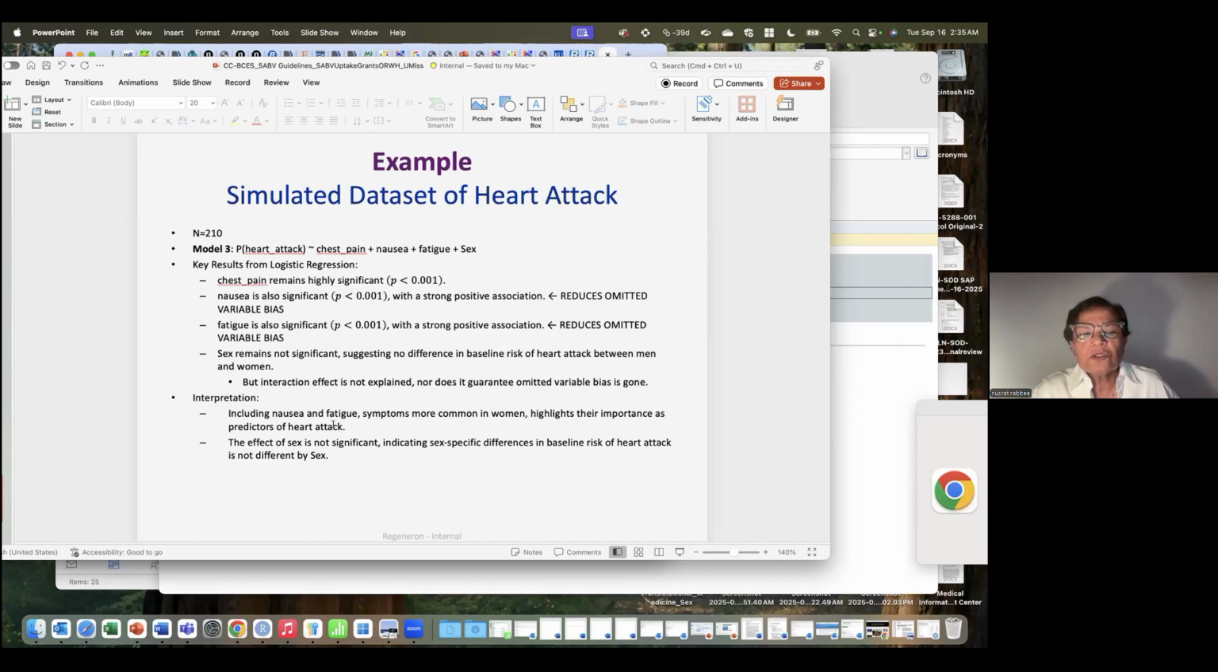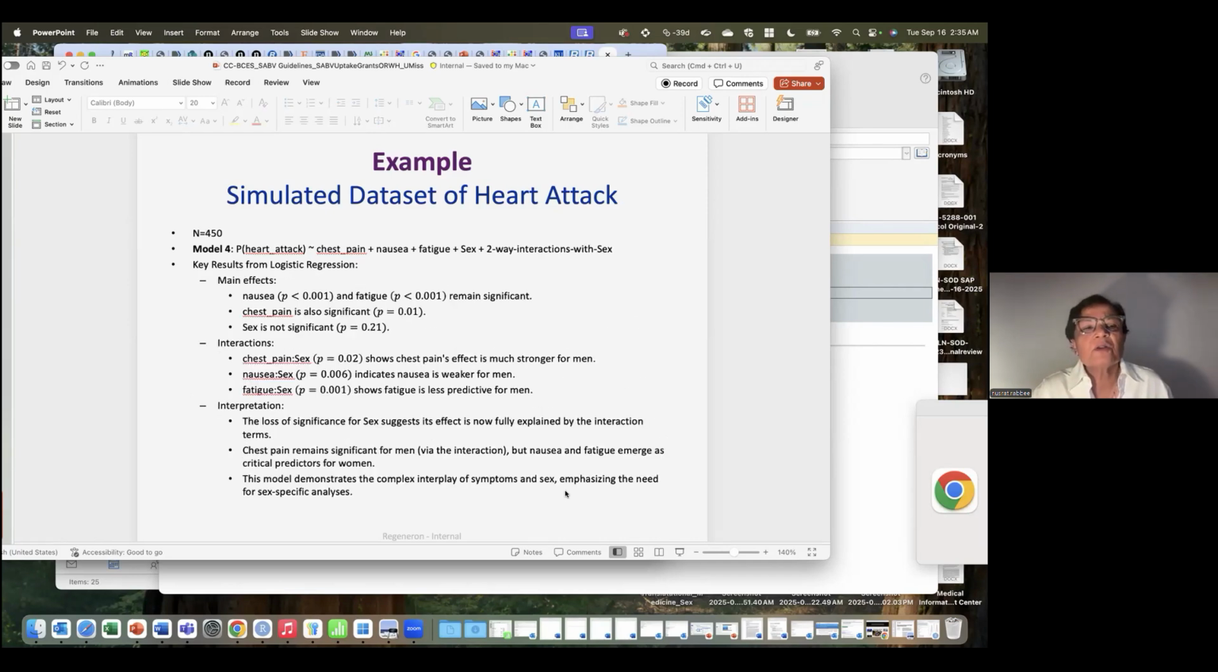So including nausea and fatigue, symptoms more common in women, highlighted their importance, but the effect of sex is not significant. You could report that, that would be honest. But sex-specific differences, whether they are differences for each symptom, is not captured by this model.